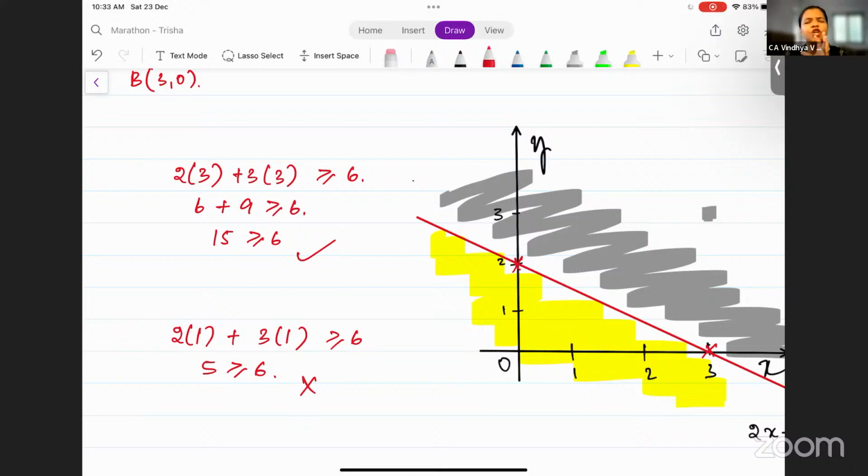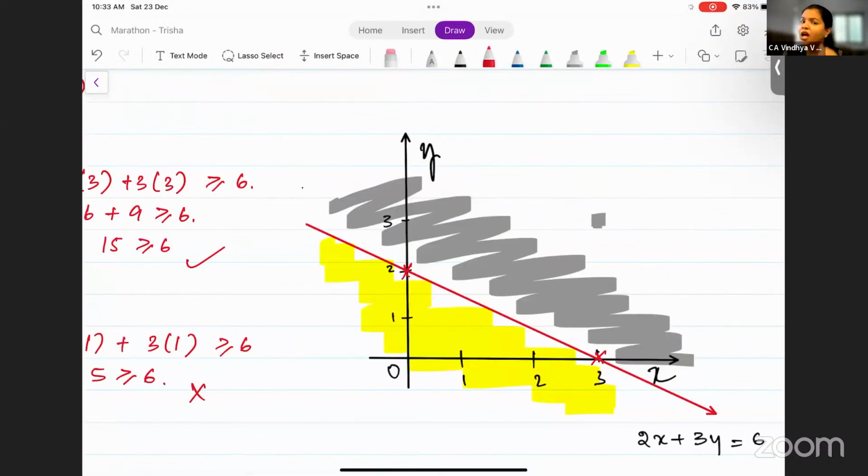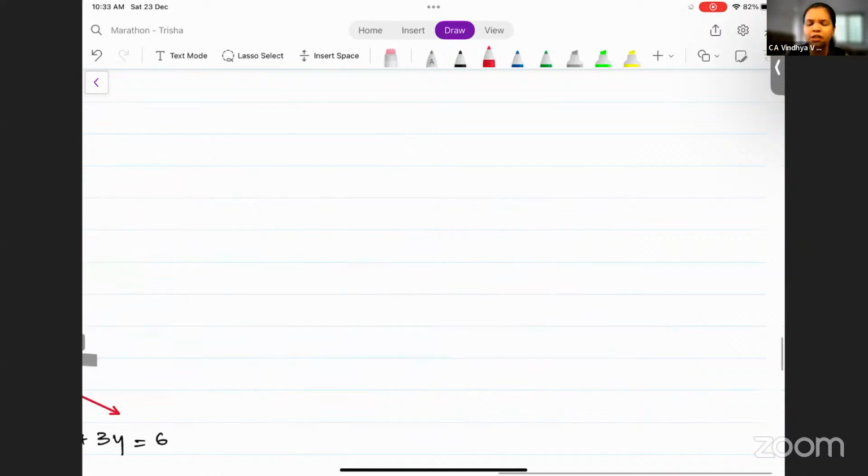Now, there's a shortcut here. First, I taught you the long method of how to solve. Now, let us understand the shortcut. What is this shortcut? First thing, the shortcut is applicable only when the line is not passing through the origin. What does it mean that the line is not passing through the origin?